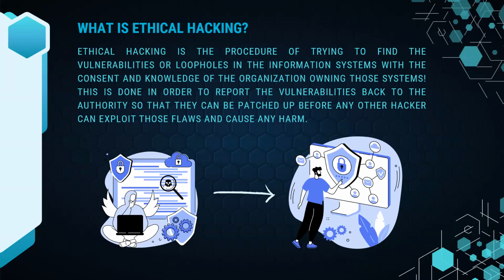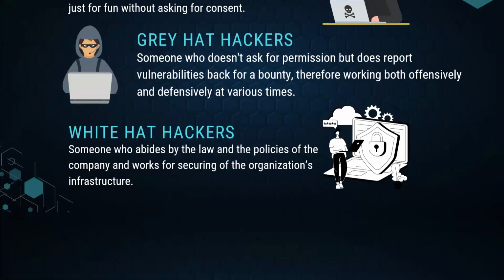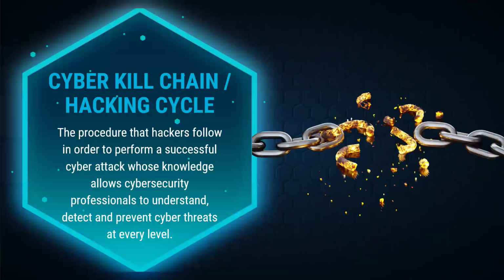Now, this entire procedure is called the cyber kill chain. The cyber kill chain is a procedure that hackers follow in order to perform a successful cyber attack. The same knowledge allows cybersecurity professionals and ethical hackers to understand how to stop these attacks, detect them at the earliest time possible, and protect your organization at every level. This was actually built by the US military. It was incorporated by EC Council, and they created a certification course making us understand how we have to defend organizations in real time.